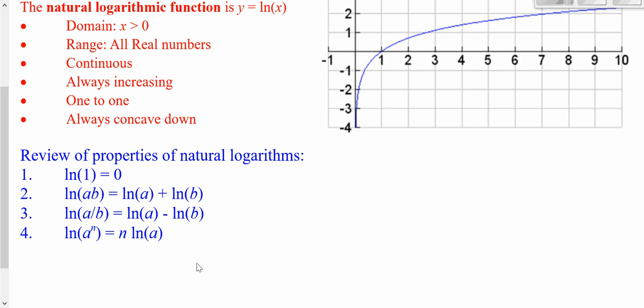Also, you should remember these properties of logarithms. Natural log of 1 is 0 because it really means e to what power is 1, which is 0. Natural log of two things multiplied together, you go log of the first one plus log of the second one. Log of two things divided, you go log of the first one minus log of the second one. If you have an exponent after a log, you can put it down in front, so it's that exponent multiplied by your log.